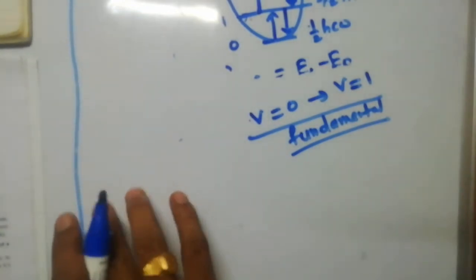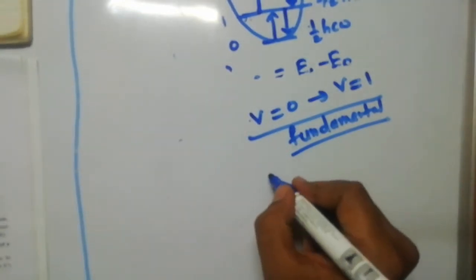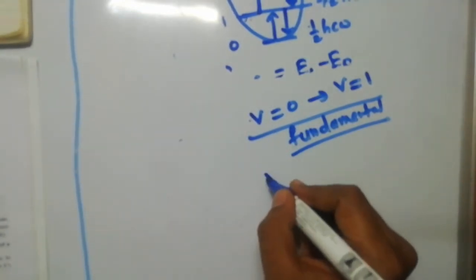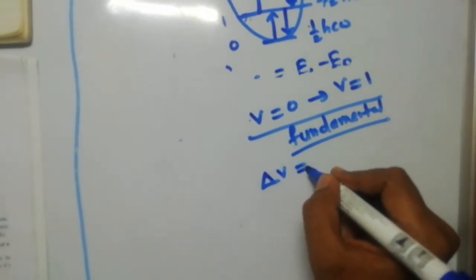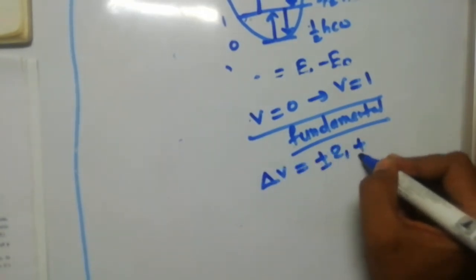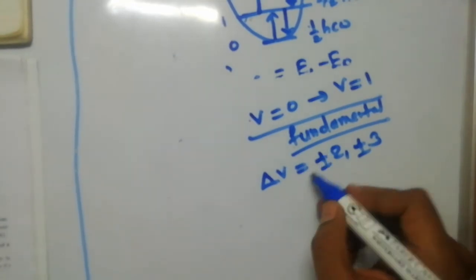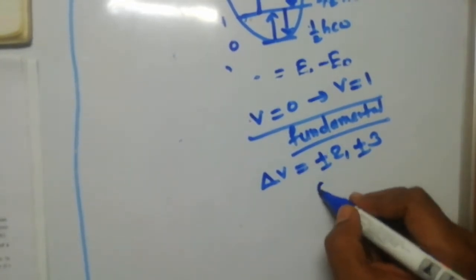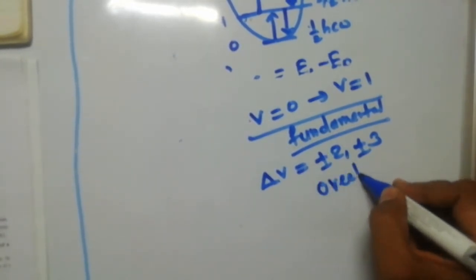Whereas in addition to these, there are some transitions for which delta V is equal to plus minus 2 or plus minus 3. For these you get a very weak band, and such bands are called overtone bands.